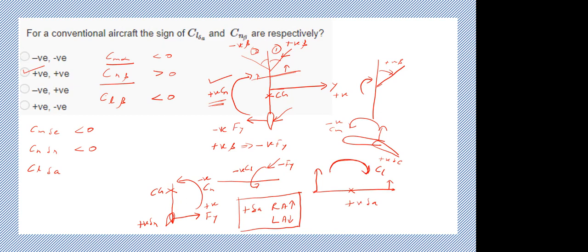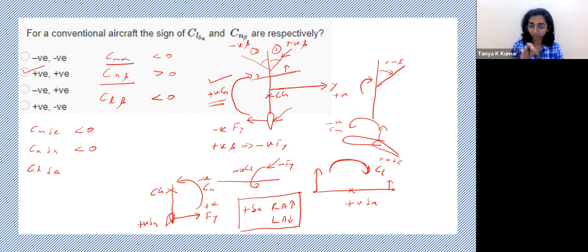Roll right is positive because your thumb will point towards the x-axis, which is towards the nose, and the direction where your fingers curl is rolling right. So that is your positive roll. So positive delta A, positive aileron deflection, gives you a positive rolling moment. So your CL delta A is positive. These are your 3 stability derivatives and these are your 3 control derivatives.